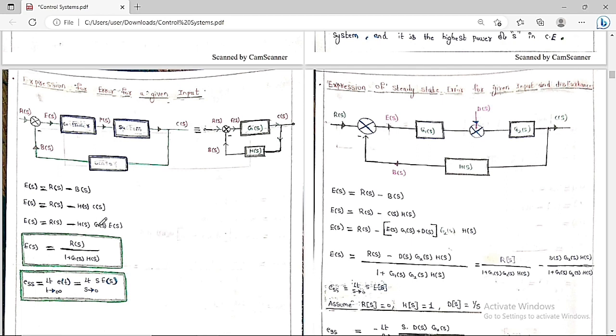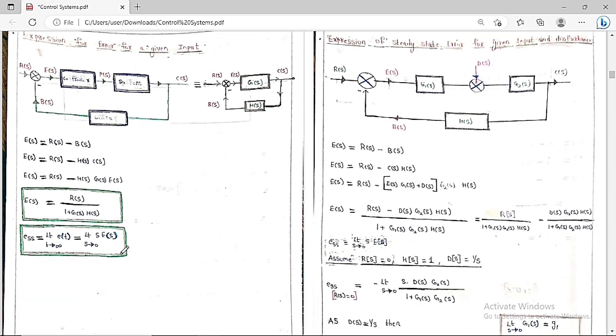So now if you take this part to the left side and simplify, we are going to get E of S is equal to R of S by 1 plus G of S H of S. This is the expression of the error for a given input of R.